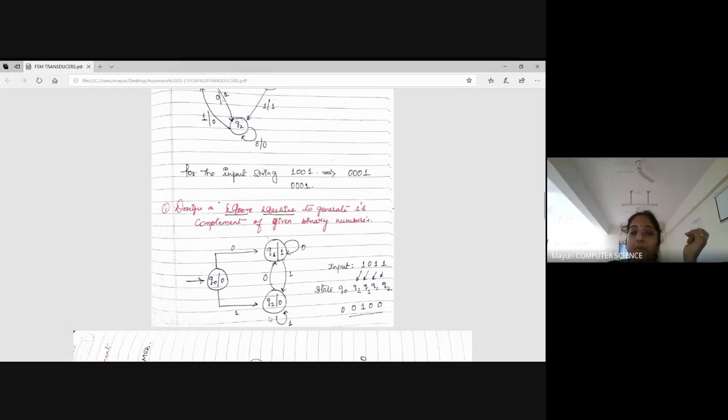Then come to Q2, its output is 0. So what input do I have to give? I have to give input 1. Where do I have to give input 0? From the state, if I give input 0, it has to go to a state with output 1. Here the output is 1. If I give input 1, it has to go to a state with output 0.